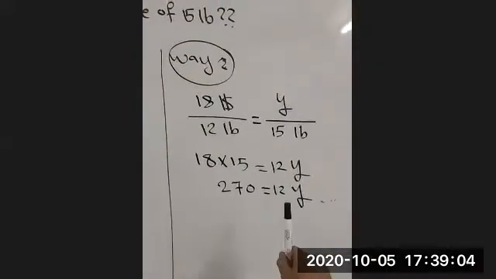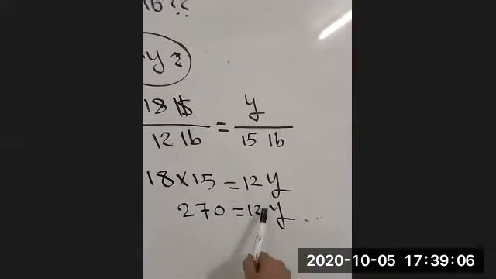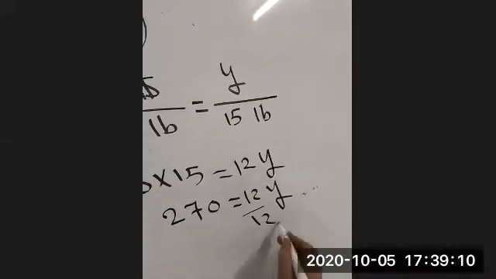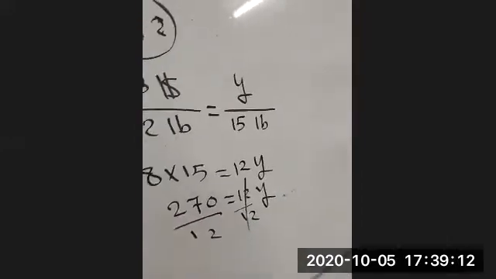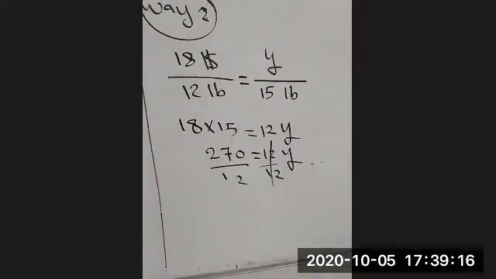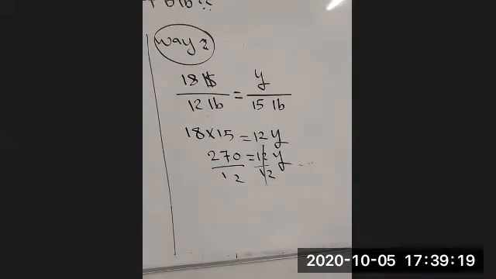270 equals 12y. But what I will do now, we said we divide both sides by the number which is beside the variable. So here I will divide both by 12, and we cross the similar numbers and make the division here. 270 divided by 12, using my calculator also, is exactly 22.5.